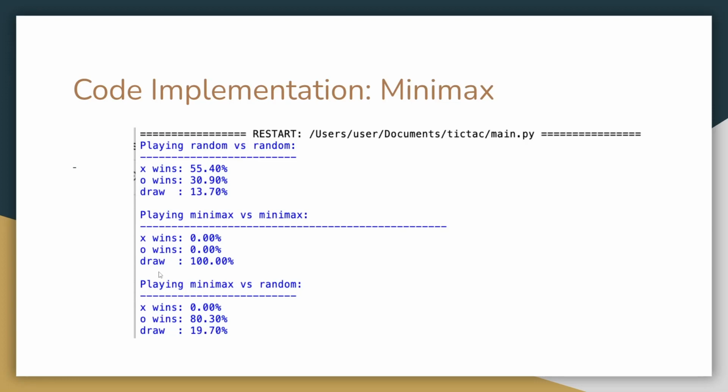Okay, so this is, as you can see, random versus random. X wins 55% of the time. Interesting, because I thought it would be a little bit more even, but 13% draw. So this is literally just random moves. This is Minimax playing against itself. We have 0% wins on either side and 100% draws. And the Minimax, when played against random moves, was able to win 80% of the time and draw 19% of the time, with zero losses by the Minimax algorithm against random moves.